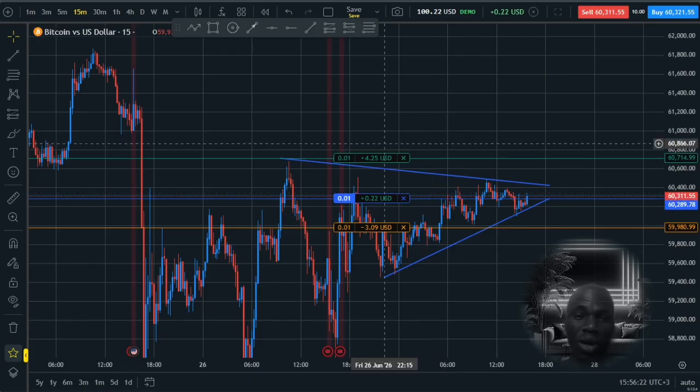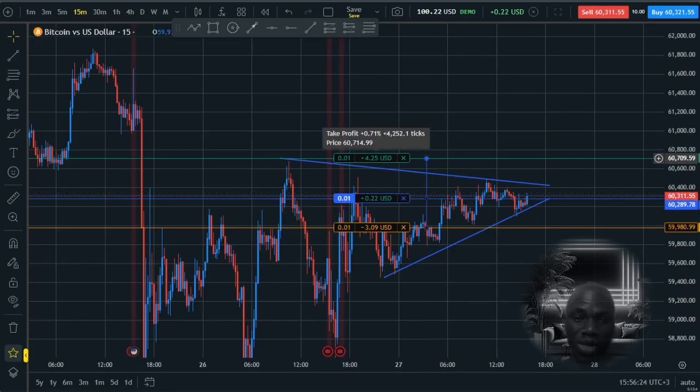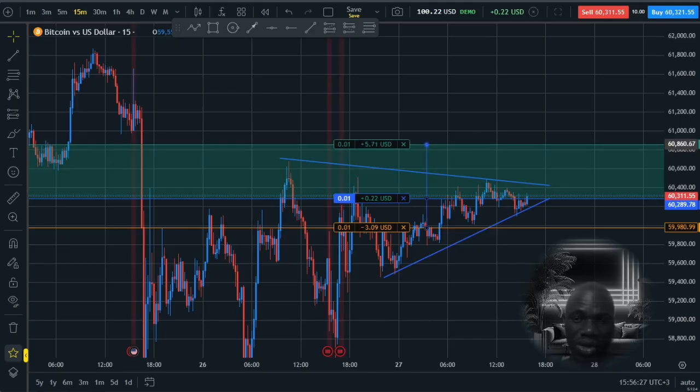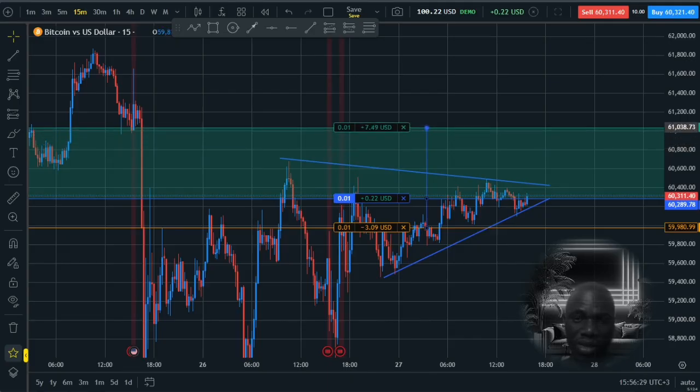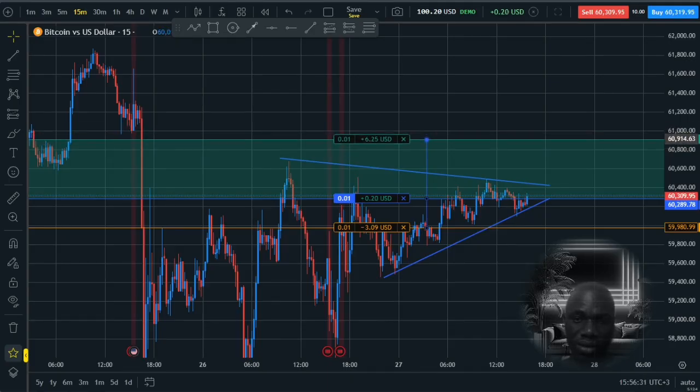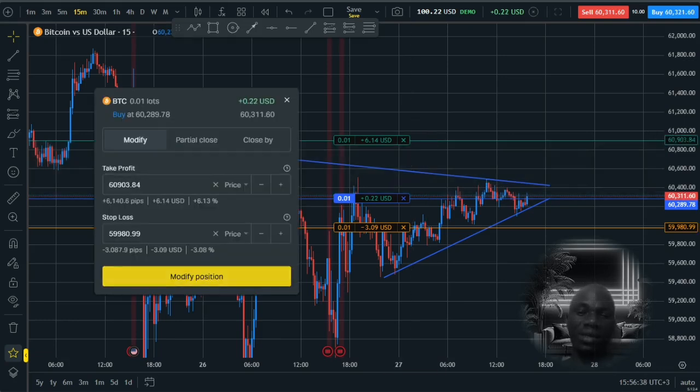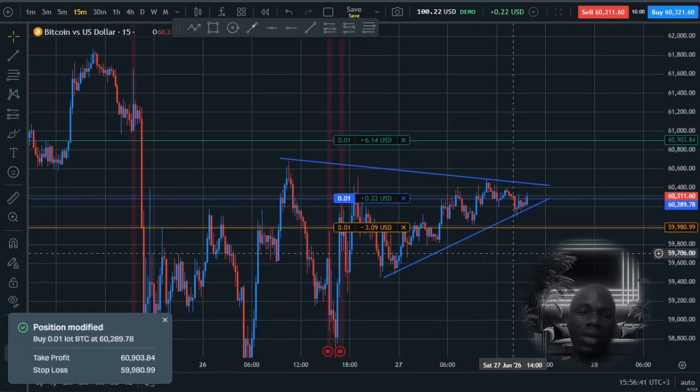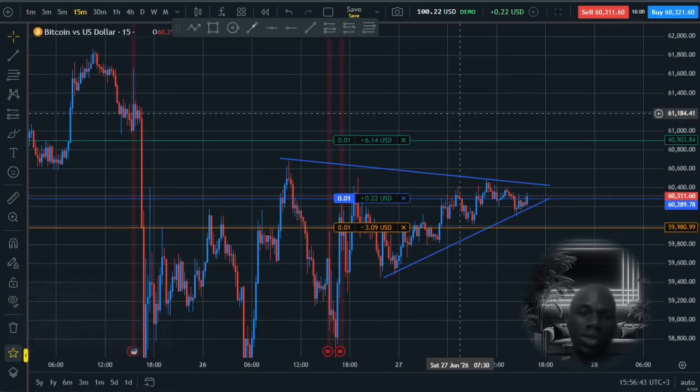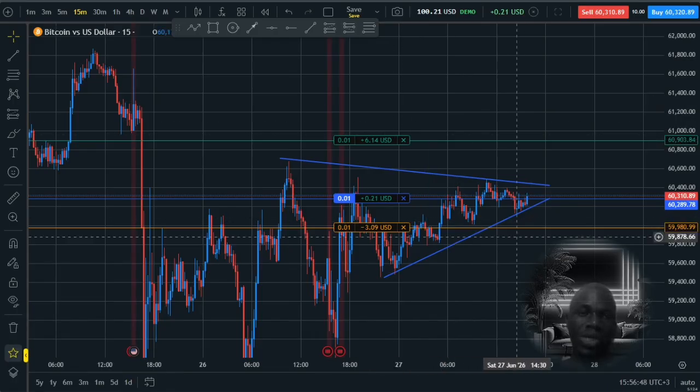Or we would have risked 1 to 2. We're risking $3 to make $6 around here. So this is the best target around here. Okay, 1 to 2. So you risk this one to make that one. This is a $100 account.